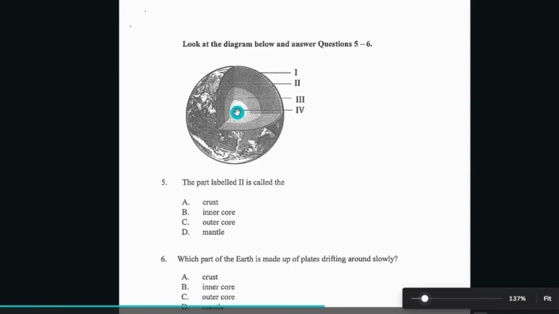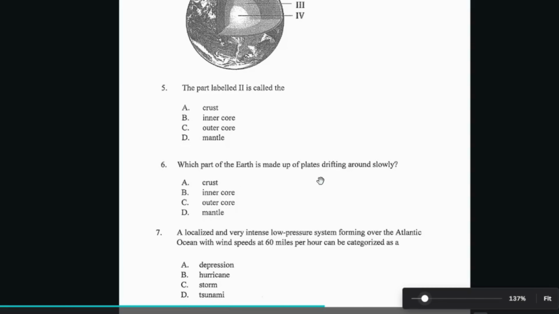So this means that the part labeled number 2 would be which one? Right. So if you said that the answer is D, the mantle, then you are very correct for number 5. Excellent job. So number 6, which part of the earth is made up of plates drifting around slowly? So let's say if you didn't know about these plates they are talking about, you might be thinking of the plates that your mommy or your daddy would give you lunch in, right? Well, you wouldn't be quite right. The plates that they are talking about are tectonic plates, and there are various plates on the crust.